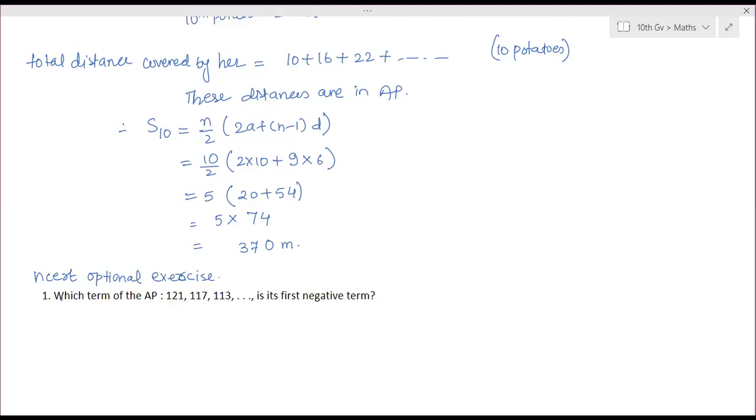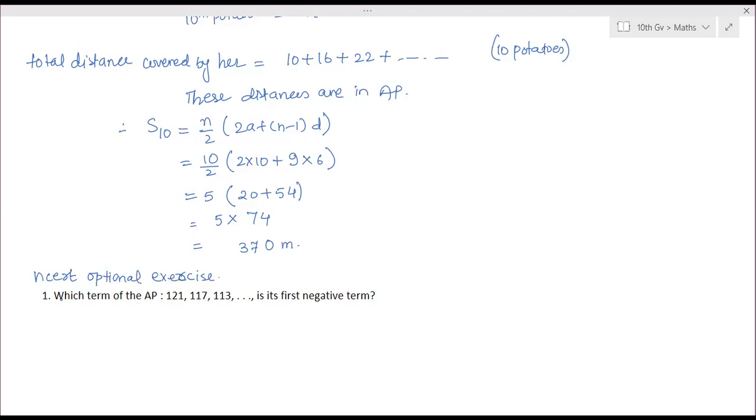Ma'am, I'm getting n is greater than 31.25. Yeah, ma'am, I got the same thing. We should not round off to the closest one, right? No, n is more than 31.25.